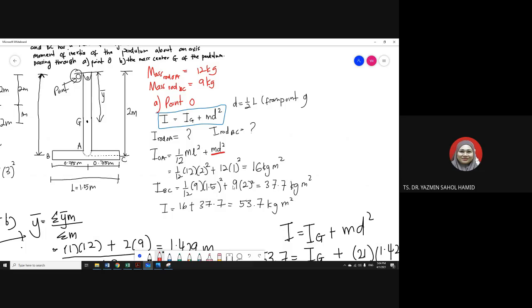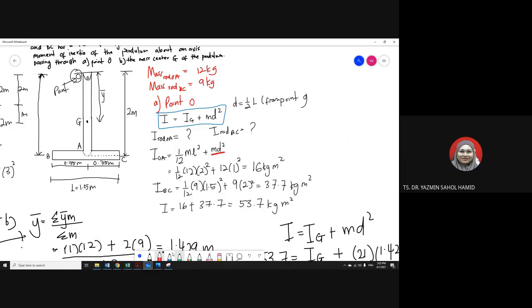Okay, now. Dia punya D ni adalah dia punya center ke point O. So, kebetulan dia punya center ni adalah tengah, ke point O. So, berapa dia punya D? 2. So, 2 square. So, you akan dapat ni. So, sekarang ni untuk you nak dapatkan dia punya I, you just campurkan 16 kilogram campur dengan 37.7. So, you akan dapat 53.7.